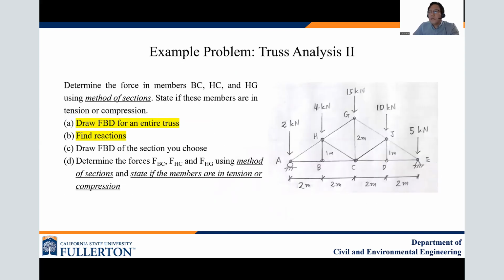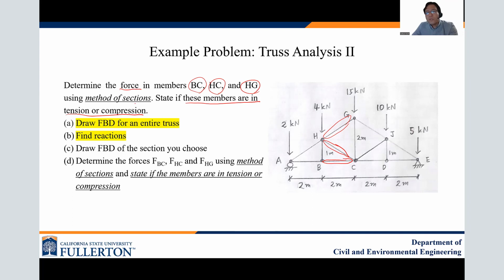This slide shows an example problem. This one asks to determine the force in members BC, HC, and HG. So you don't need to find all member forces, just the forces of the 3 members: BC, HC, and HG. And this one also asks to state if these members are in tension or compression.